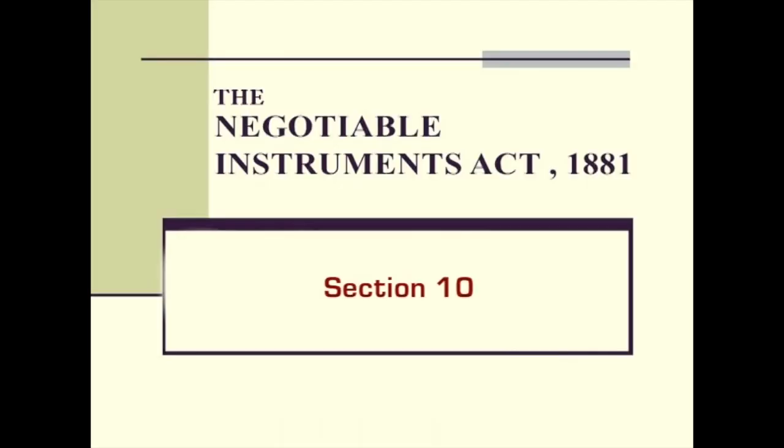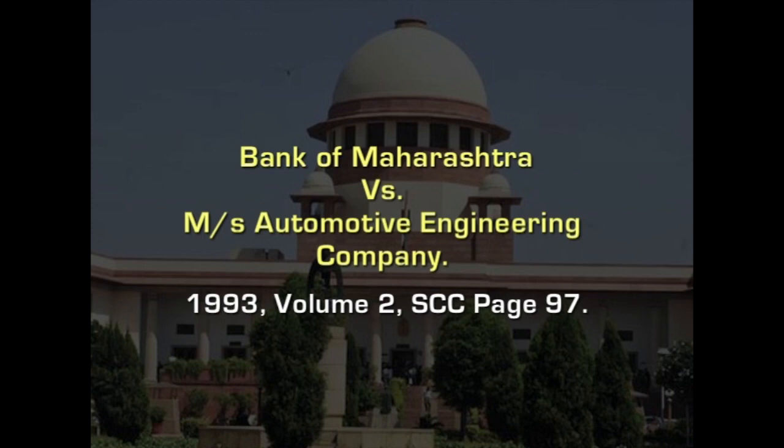Thus, the protection to the paying banker under subsection 1 is subject to the provisions of subsections 2 and 3 of Section 89. The basic requirements for availing protection are that the banker must ensure that the alteration is not apparent to the eye and the payment has been made in due course as defined in Section 10 of the Negotiable Instruments Act. In Bank of Maharashtra versus Messrs.